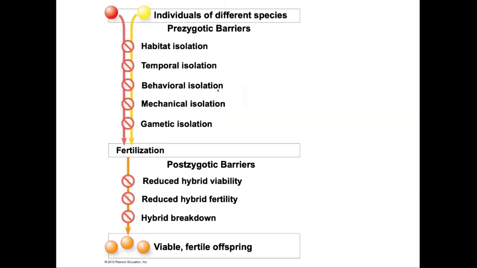Hyperviability means it's not very healthy or doesn't survive to be born, if it's born or formed. Fertility means that organism, that offspring might be fine itself, but it's not fertile, usually because chromosome numbers are problematic. Hybrid breakdown means that first generation hybrids are okay, but once the hybrids breed or reproduce, then after a while it basically ends up being reduced viability with the generations, and then it doesn't continue.